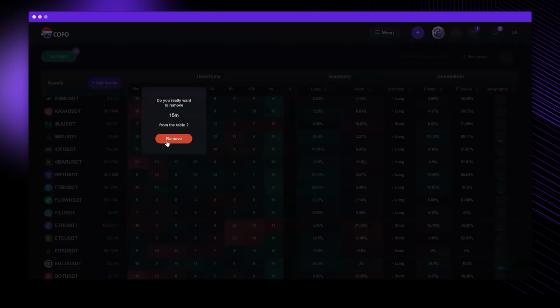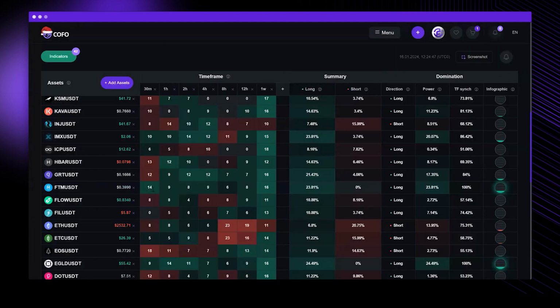From the perspective of longs or shorts, and in day trading, we observe that we are beginning to collect some long signals, where the probability is 23.81%. With this setting, short probability is 0%, long power is 23.81%, time frame sync is 100%, and we see an infographic that takes a long position.